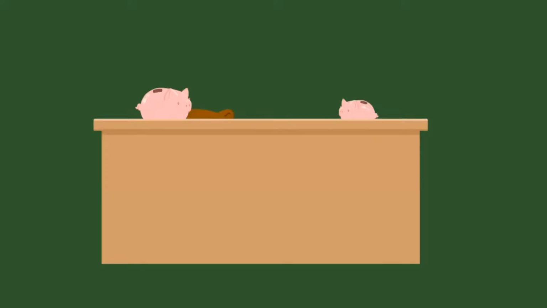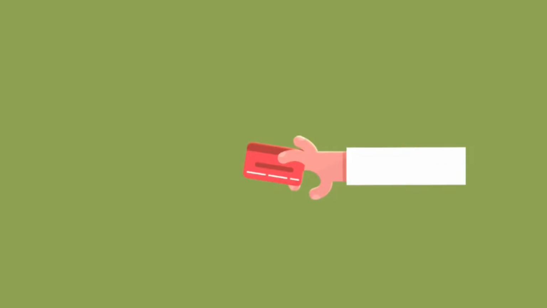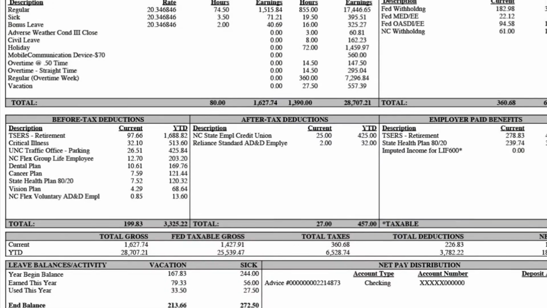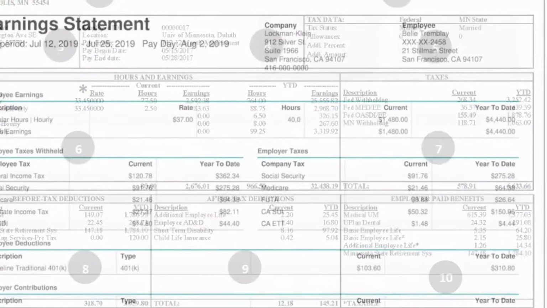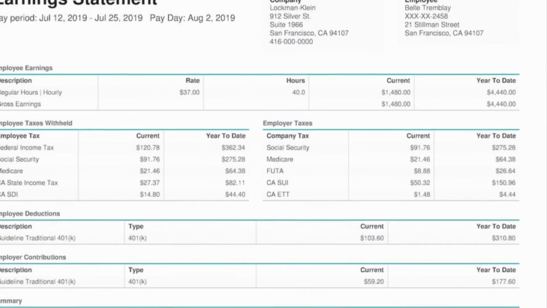Congrats! You just scored a sweet new job. And guess what time of the month it is? Time to earn your payments. Your employer hands you a physical paycheck, or more commonly now, a pay stub. But you have no clue what all these fancy numbers mean. What even is a pay stub? Can't I just look at it and move on?